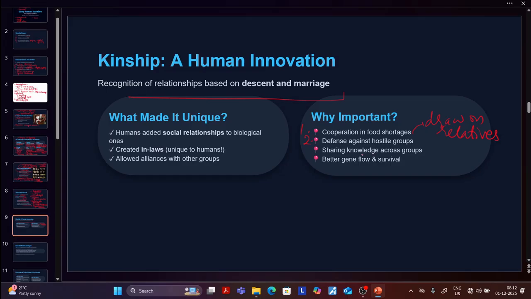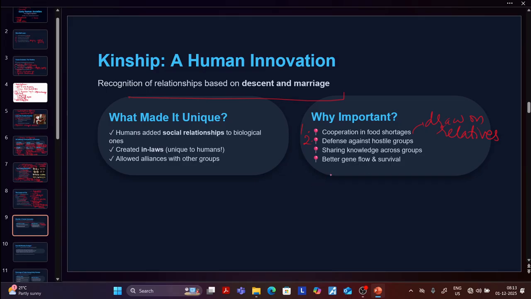Defense against hostile groups. Kinship creates alliances through marriage. Two groups become related. This creates incentive against warfare. You don't want to kill your in-laws. Kinship networks expand the circle of people you won't attack.